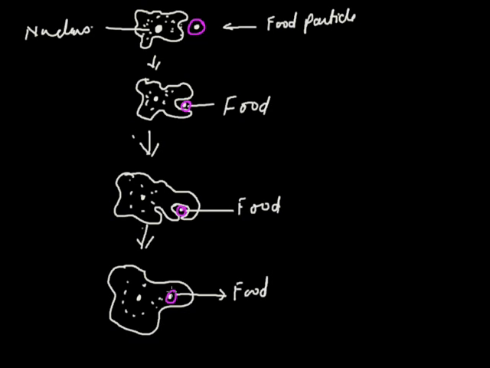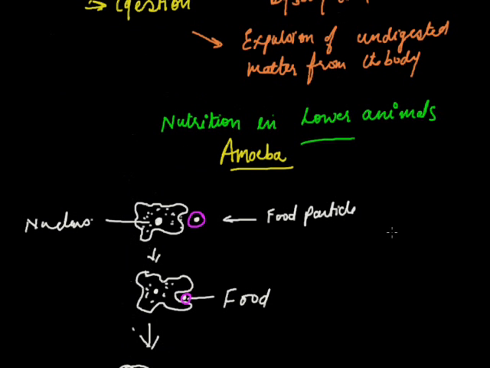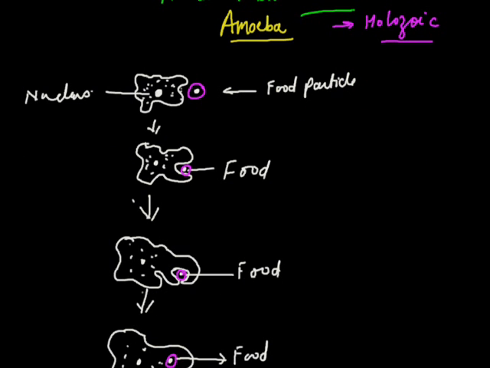Now what will happen in amoeba? The mode of nutrition in amoeba is holozoic. Actually, amoeba has a holozoic mode of nutrition. That is, it will engulf the solid particle. The process of obtaining food is by phagocytosis. The steps involved in digestion are the same: ingestion, digestion, absorption, assimilation, egestion.